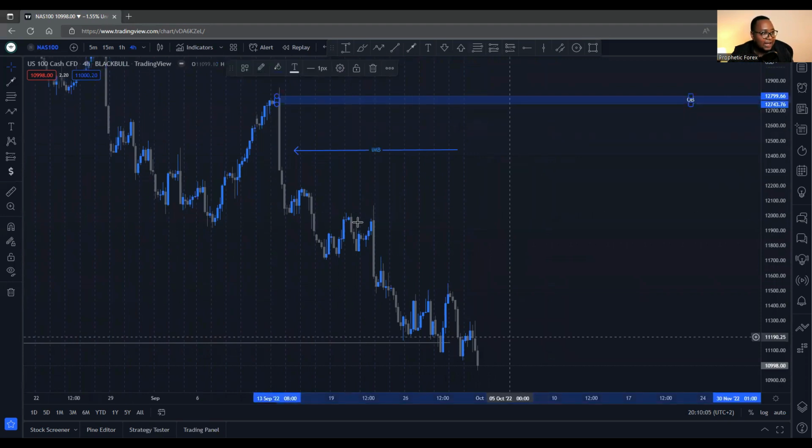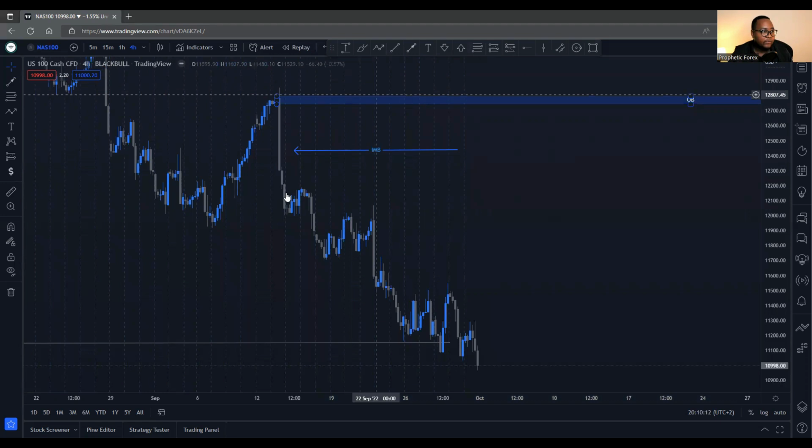And the market has avoided this area so many times. So why do I anticipate that it may come back? I believe it will. I mean, there's a lot of imbalance, and because it's unmitigated, the market will want to mitigate it sooner or later.